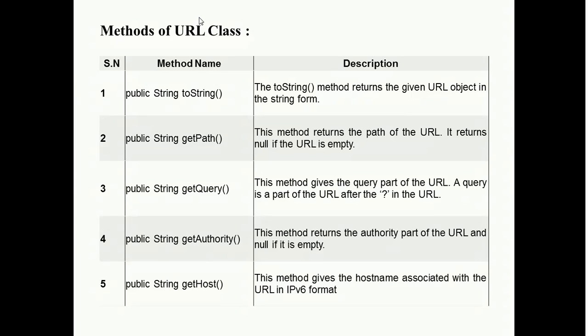Fourth method is getAuthority. This method returns the authority part of the URL, and it returns null if it is empty. Fifth method is getHost. This method gives the host name associated with the URL in IPv6 format.